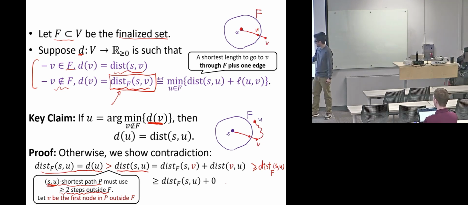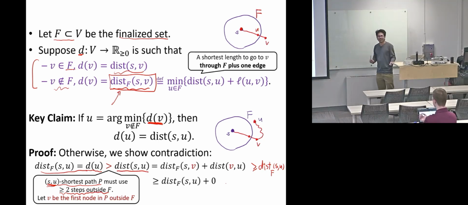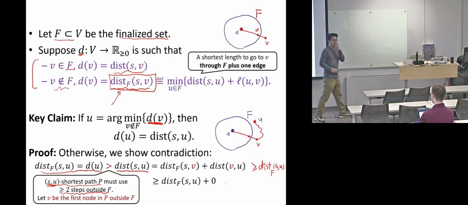How about this? Why is this at least 0? No negative edges. Yeah, there are no negative edges here. That's the point. We need to use this fact at some point, right? So we are done now. We get a contradiction. So among the ones that are not finalized, the minimum estimate among the not finalized guys actually has the real, the correct estimate. Okay.